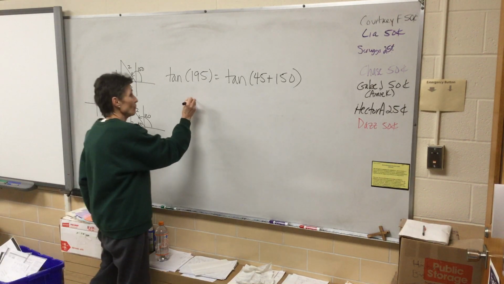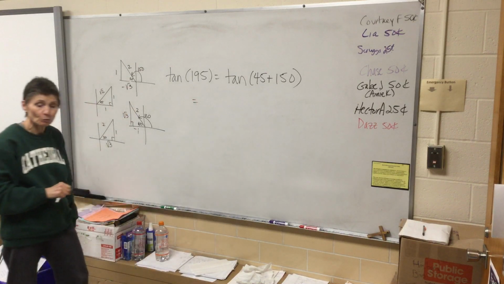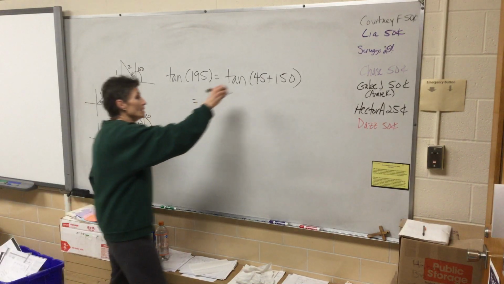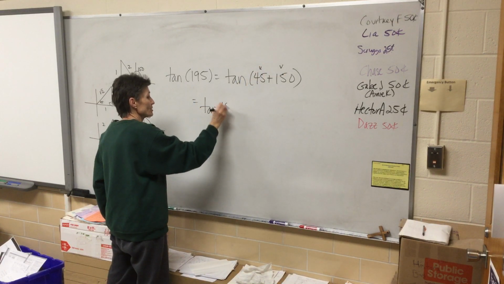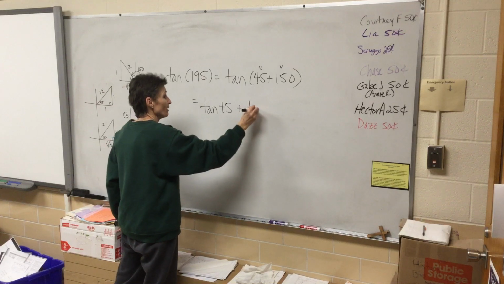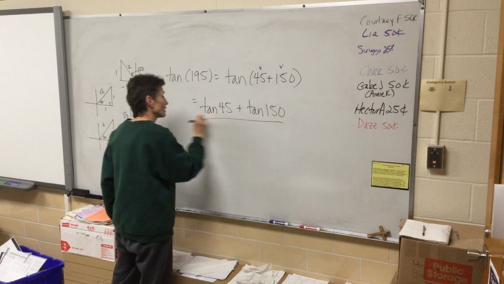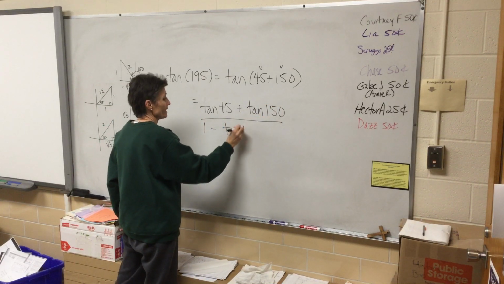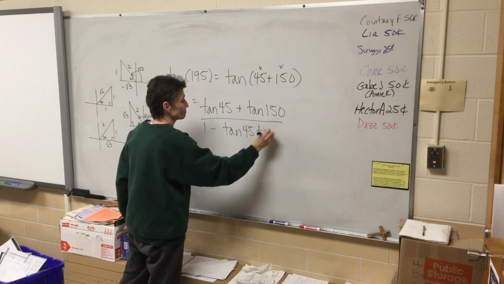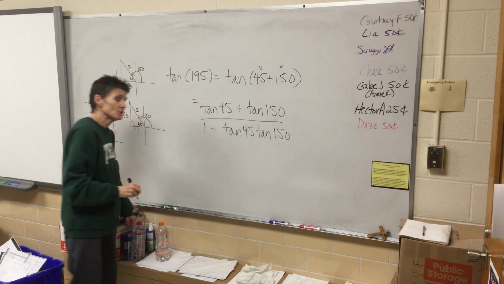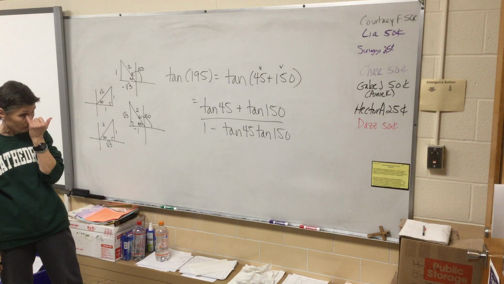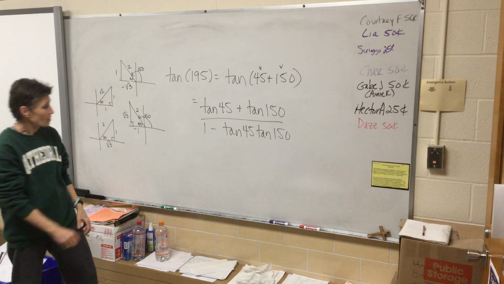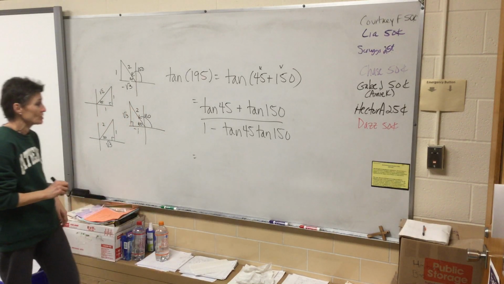Now, this is the formula for the tangent of u plus v. So that formula says tangent of the first plus tangent of the second over 1 minus tan of the first, tan of the second. So tan u plus tan v over 1 minus tan u tan v. All right, let's start plugging in numbers. Now we're plugging in tangents.